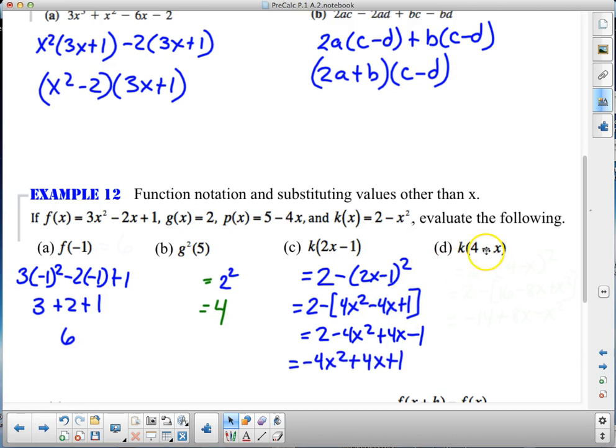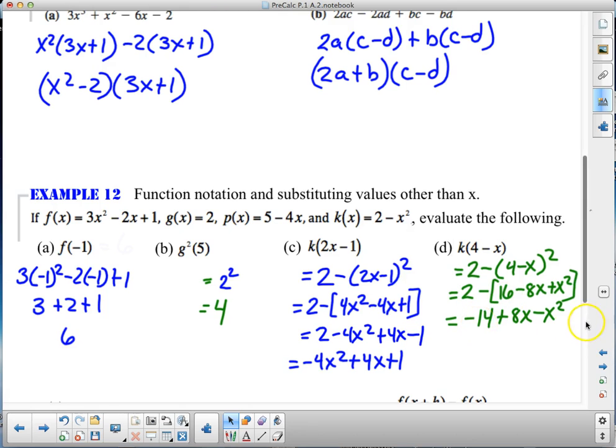And I'm going to do the same thing here. Why don't you do d and get your k done? Okay, so turn it off and you go ahead and do d. Okay, so 4 minus x went in for x squared. Okay, so I got FOIL. Get this out, distribute my negative, and combine my 2 with my negative 16. That's where negative 14 came from, and I'm done.